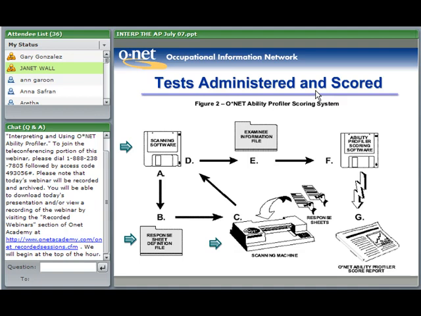That then, once the bubble answer sheet is scanned, it creates an examinee information file, which then interacts with the scoring software, producing the individual score report. And we're going to be taking a look at the various portions of that score report and the kinds of results that are returned.